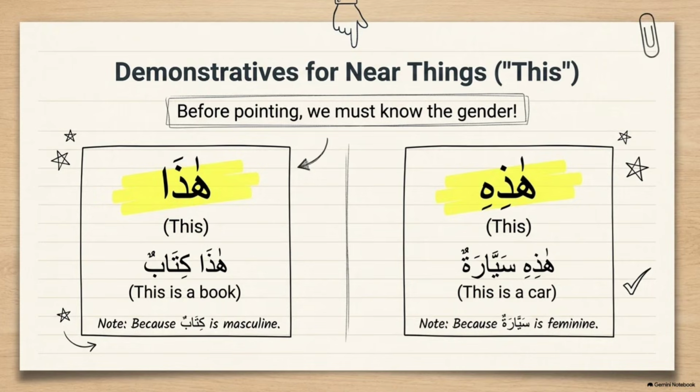So you might be wondering, why does knowing the gender even matter? Well, that leads us right to our third goal, demonstrative pronouns. In English, if I want to point to something right in front of me, I just say this is a book or this is a car.